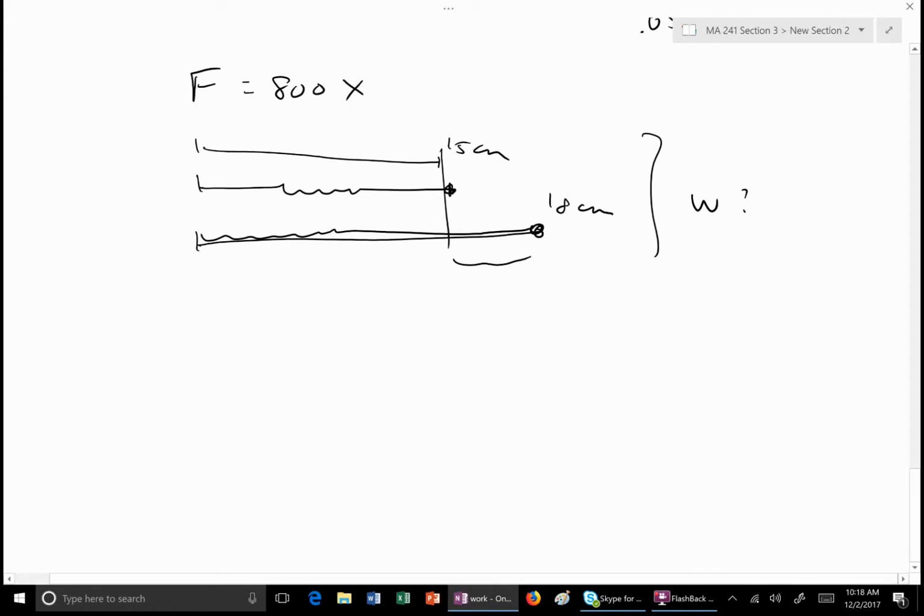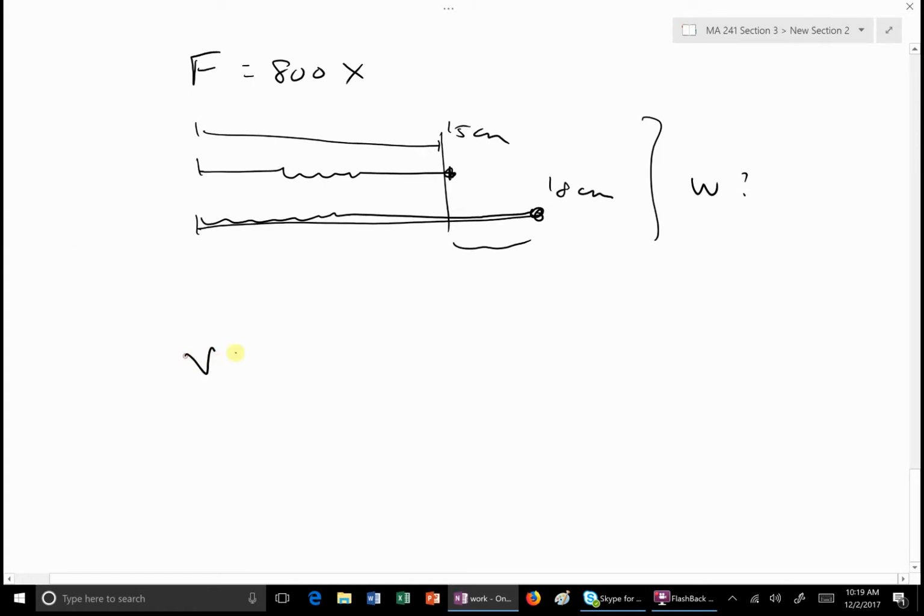So let's go ahead and think about it. Now we have to be a little more careful. Okay, you might say, well, I know what work is. Work is equal to force times distance, right? But I have to be careful, because the force is dependent on distance also. So here's kind of the picture.